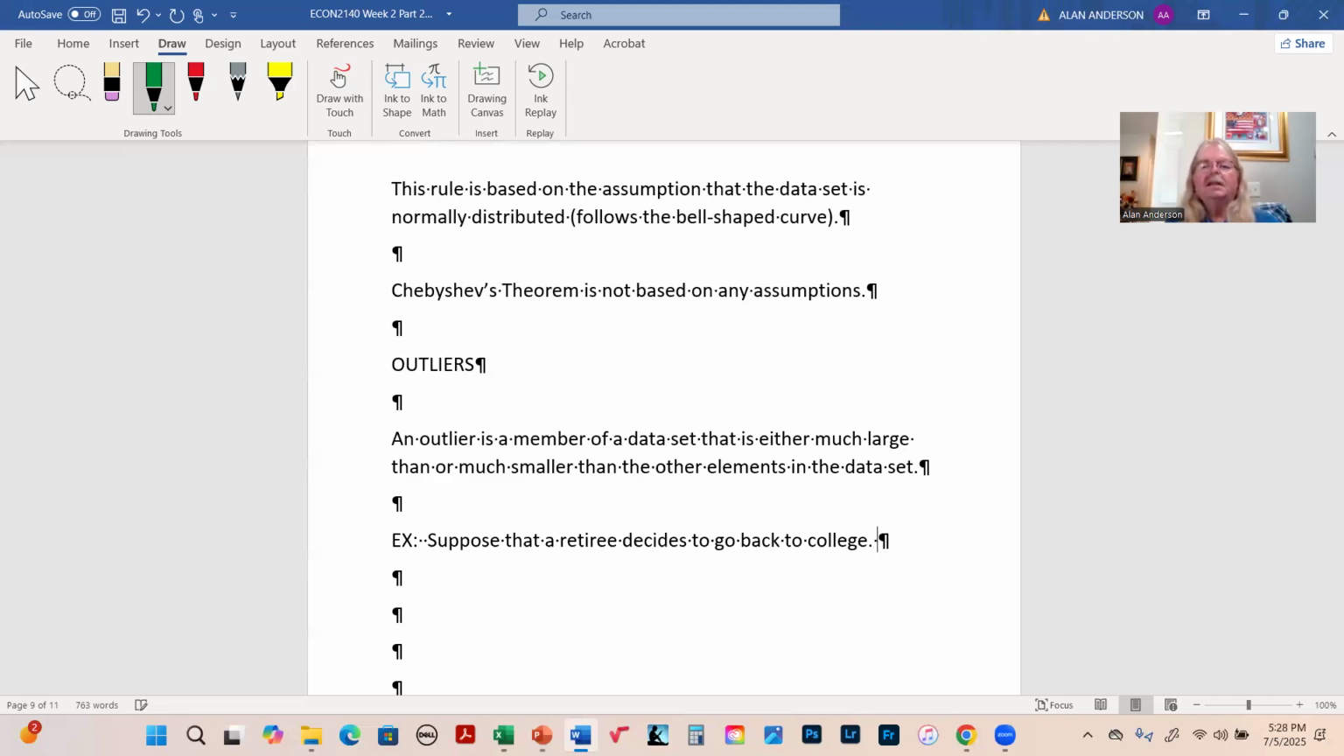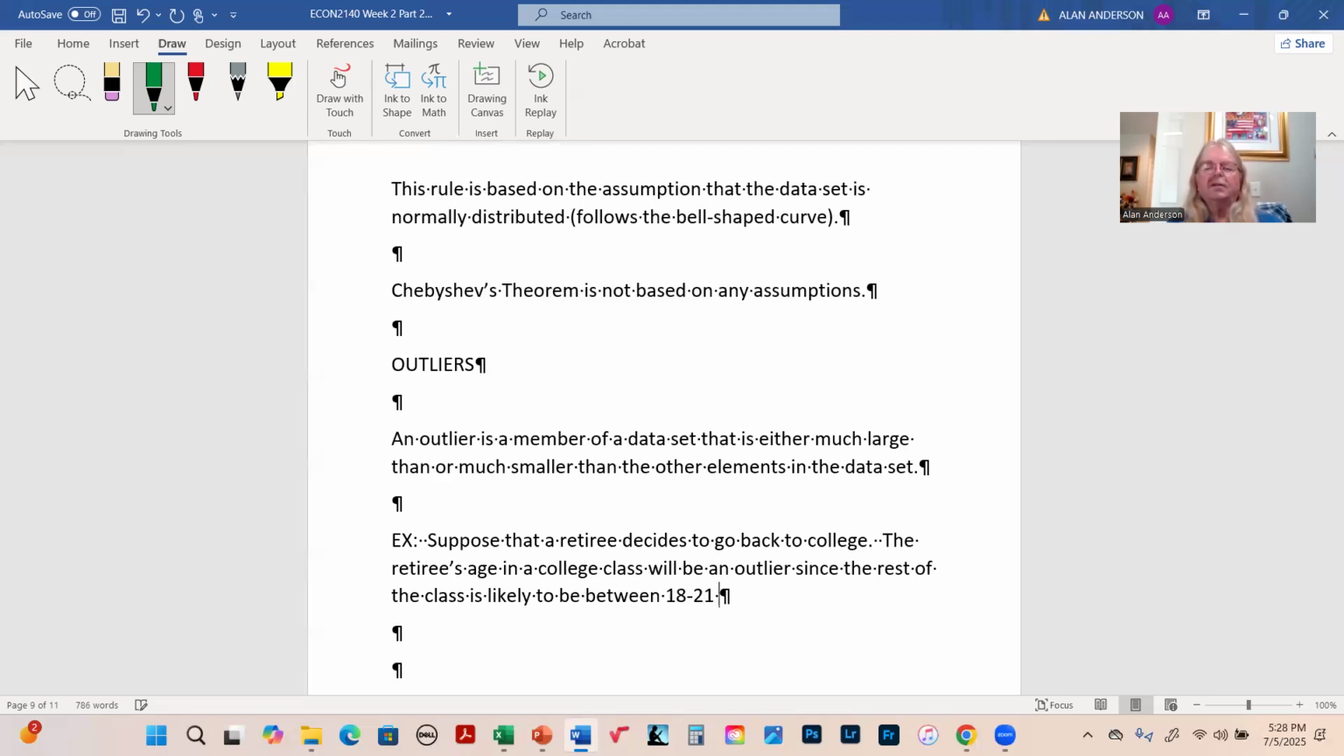The retiree's age in a college class will be an outlier since the rest of the class is likely to be between, let's say, 18 and 21 years old. So then you've got the one person sitting there who's 70 and saying, whoa, college, I finally made it. The rest of them are 18 to 21. So in that sample of students, the retiree's age would be the outlier. But you never know. It could go the other way around. There could be a number in there that's very small.